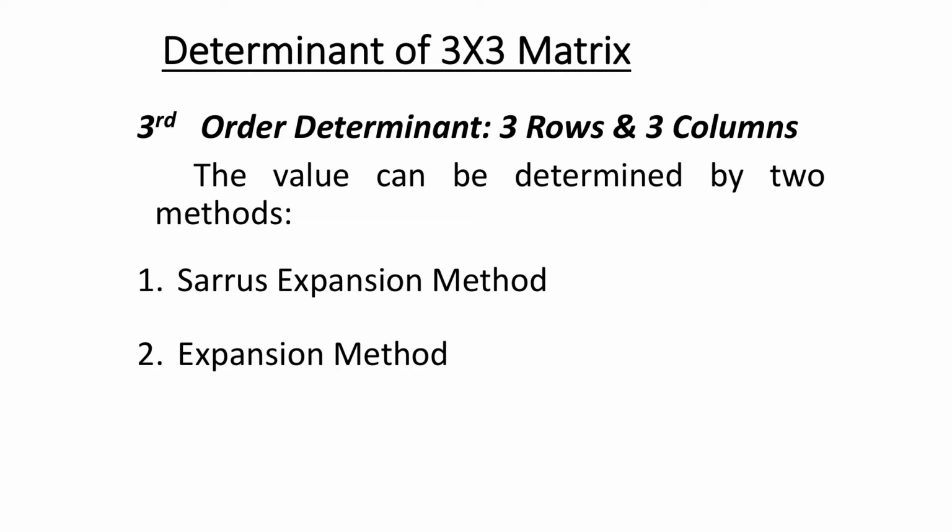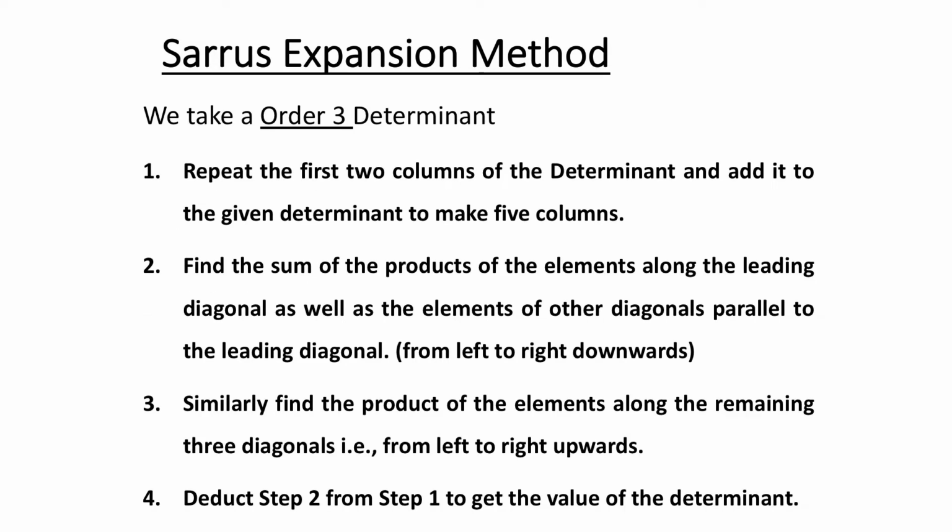So basically, there are 2 methods. One is the Sarrus expansion method. Another one is the expansion method using any row or any column. So we will start with the first method, that is the Sarrus expansion method, right? So now Sarrus was a mathematician. He developed a very simple method to find out the value of the determinant of a matrix of order 3, right?